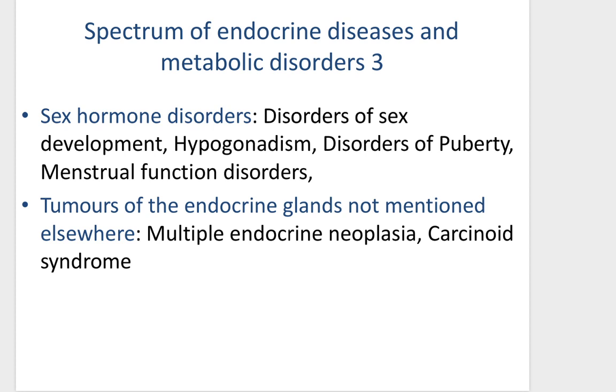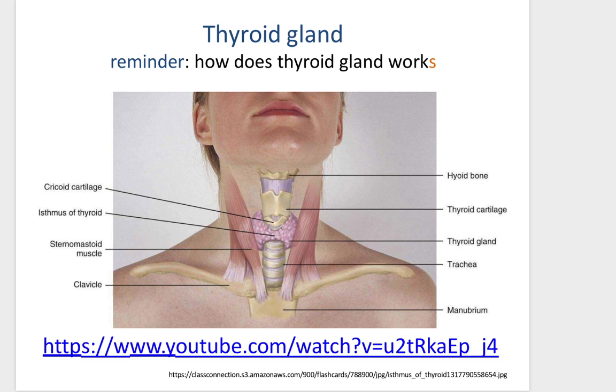Sex hormone disorders. Here it can be disorders of sex development, hypogonadism, disorders of puberty, menstrual function disorders. Tumors of the endocrine glands not mentioned elsewhere, multiple endocrine neoplasia and carcinoid syndrome. And let's start the discussion of thyroid gland disorders. First of all, let's remind the anatomical position of the thyroid gland. Here you see a picture of the position of this gland and what tissues, organs, muscles, bones surround the thyroid gland.